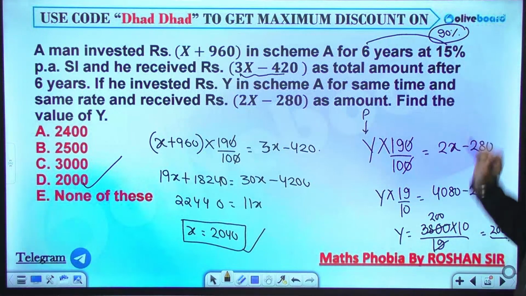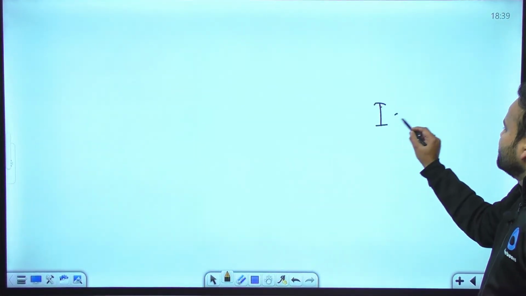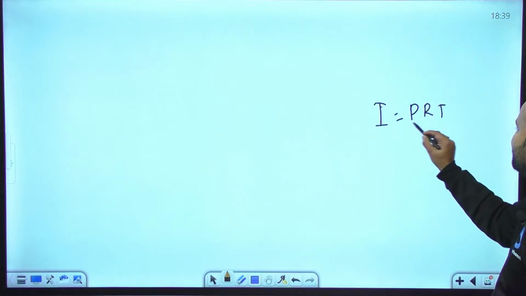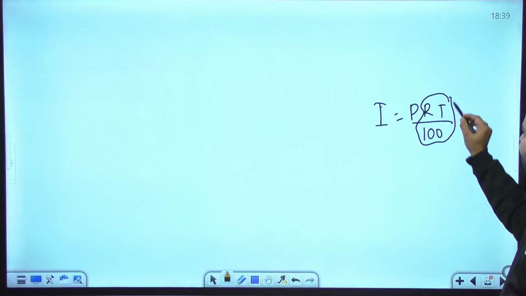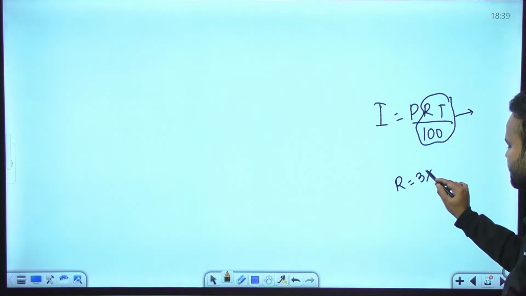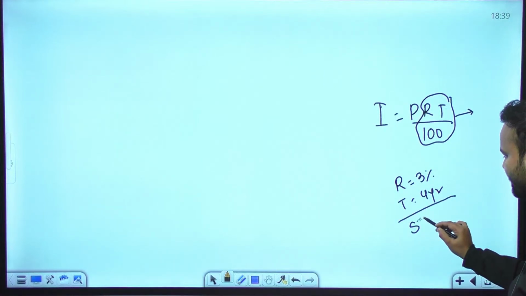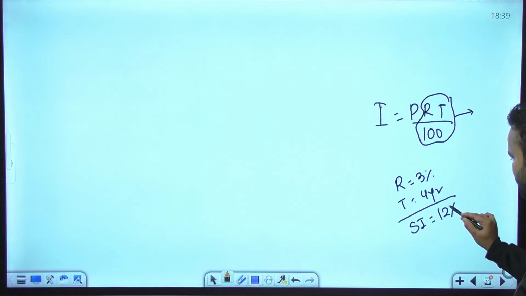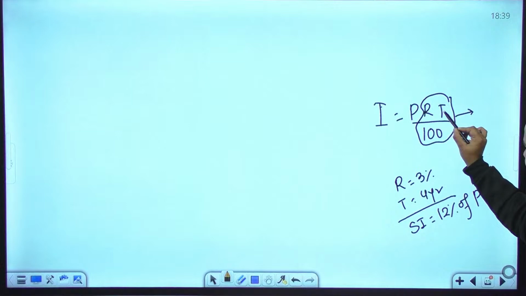Sir, 15%. See, we know that simple interest equals principal into rate into time by 100, isn't it? It means that rate and time are getting multiplied, and this is what the simple interest is. If suppose rate is 3% and time is 4 years, in simple interest you should be writing that simple interest is 12% of P. R is 3%, time is 4 years. 4 into 3 is 12% of P.